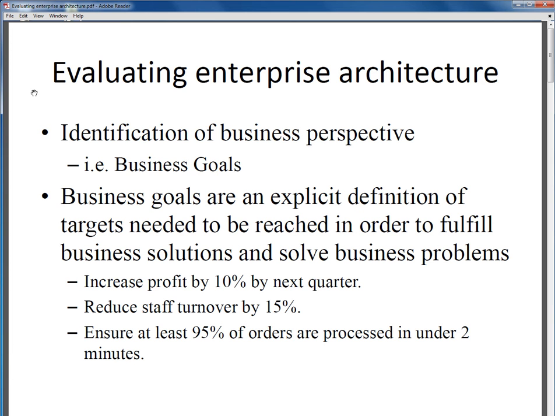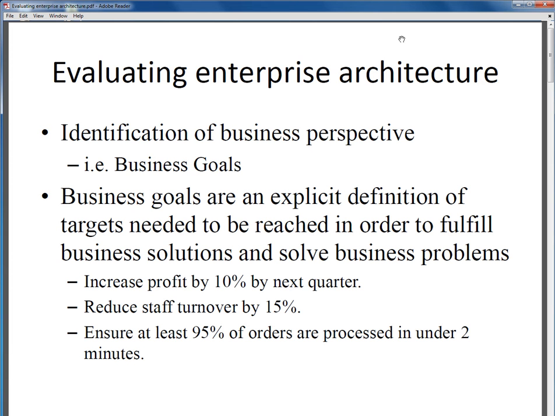The first step to evaluating enterprise architecture modeling is the identification of the business perspective, hence identifying the business goals. Business goals are an explicit definition of targets that need to be reached in order to fulfill business solutions and to solve business problems.